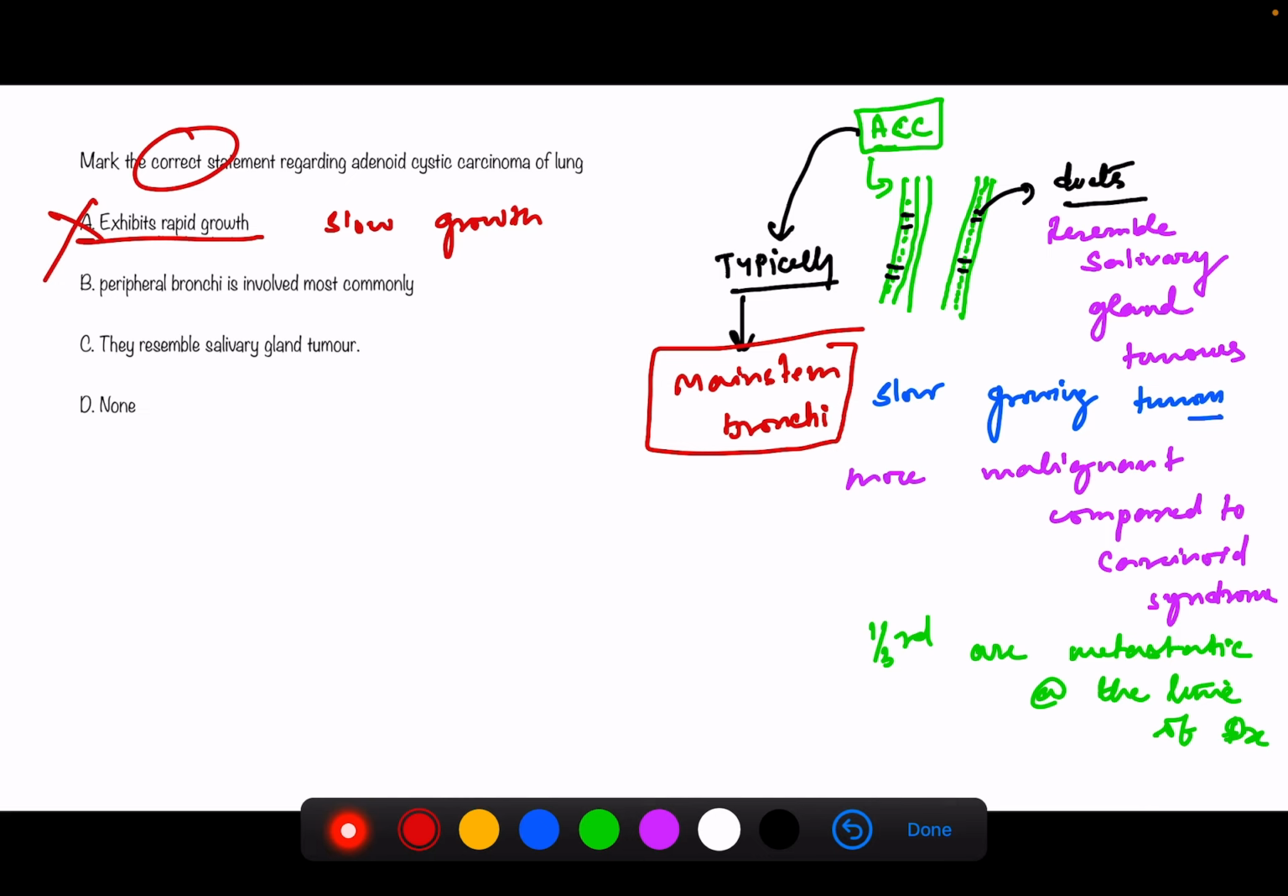Option B, peripheral bronchi is involved most commonly. This is not correct. As we have said, it is typically the main stem bronchi. Main stem bronchi is the most commonly affected area. So option B is also wrong. Option C, they resemble salivary gland tumor. Yes, that is true. They arise from the ducts in the submucosa. Okay, it is not the mucosa, it is submucosa. Moving on to the next question.